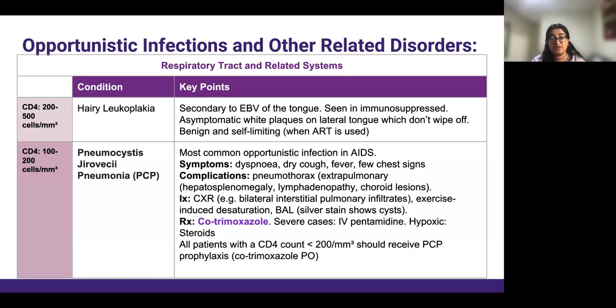Most importantly for PCP, and the way I remember it, is that it has exercise-induced desaturations. That's when the oxygen saturations drop as soon as there's some form of exercise, like walking for a prolonged period of time. Silver staining shows cysts, and it's treated with cotrimoxazole, and in severe cases, IV pentamidine. Because this is such a common infection during AIDS, anybody with a CD4 count less than 200, which qualifies for AIDS, should receive prophylaxis for PCP.